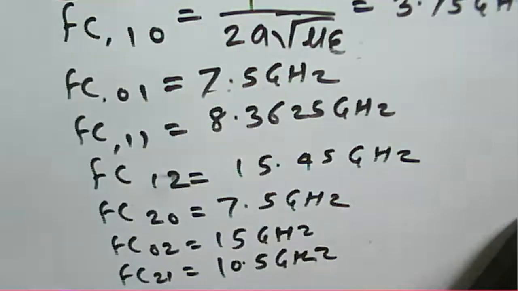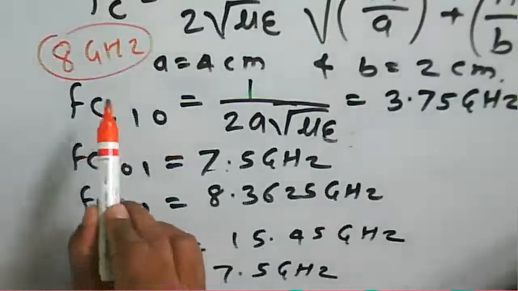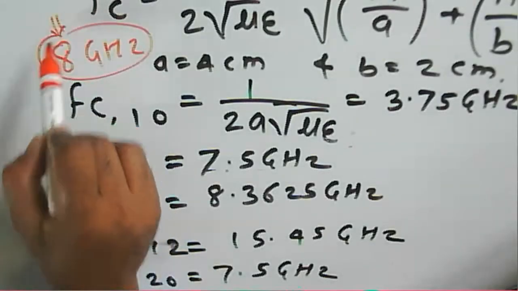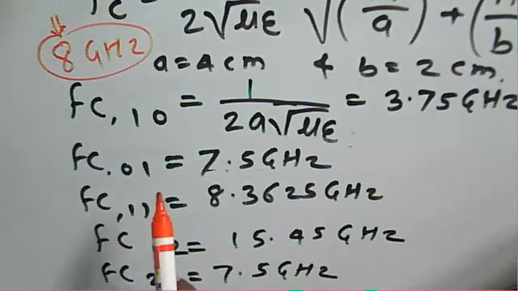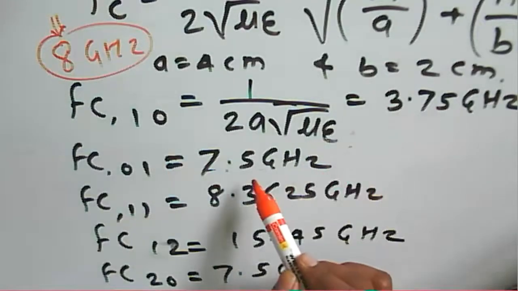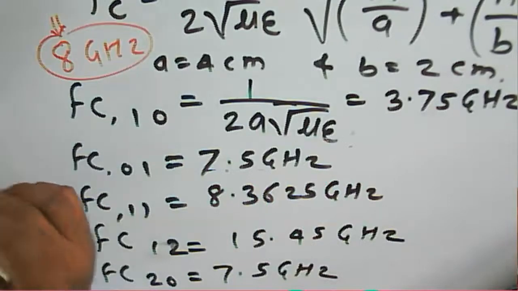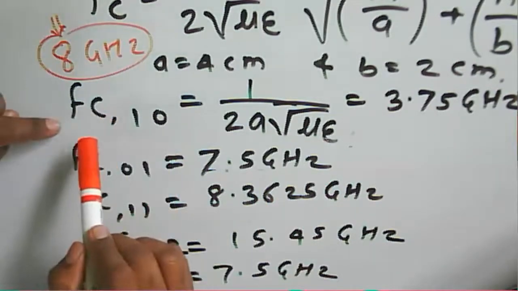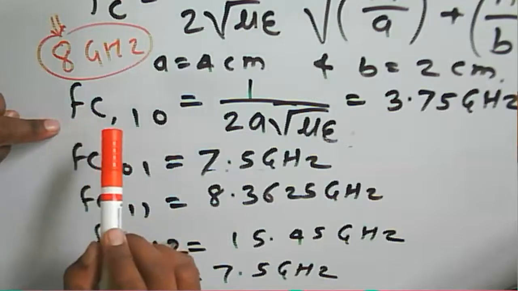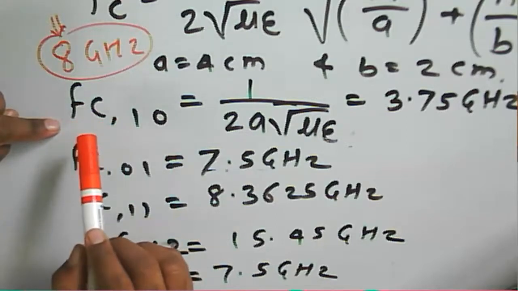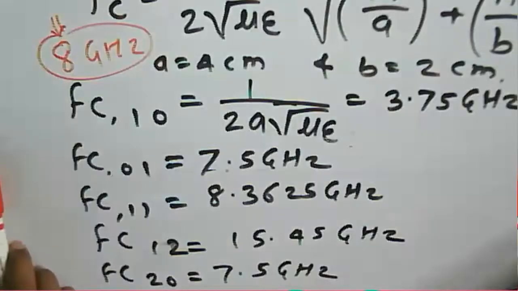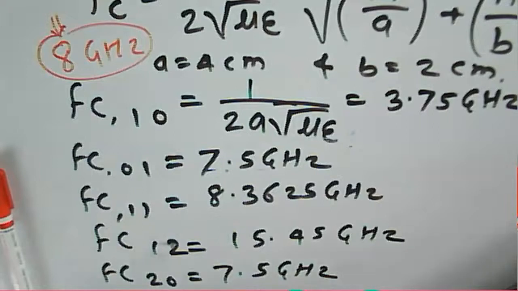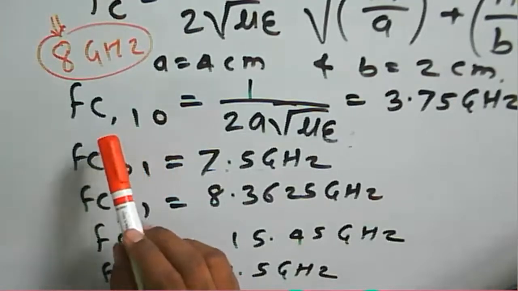Okay, so here we need to find out the modes which are propagating for an 8 gigahertz signal frequency. Those modes that are propagating for a signal frequency of 8 gigahertz. Now here we are getting 3.75 gigahertz, then 7.5 gigahertz. Now what do you mean by this cutoff frequency FC? The mode that has the lowest cutoff frequency is the one propagating through the rectangular waveguide. That is the meaning of the cutoff frequency.